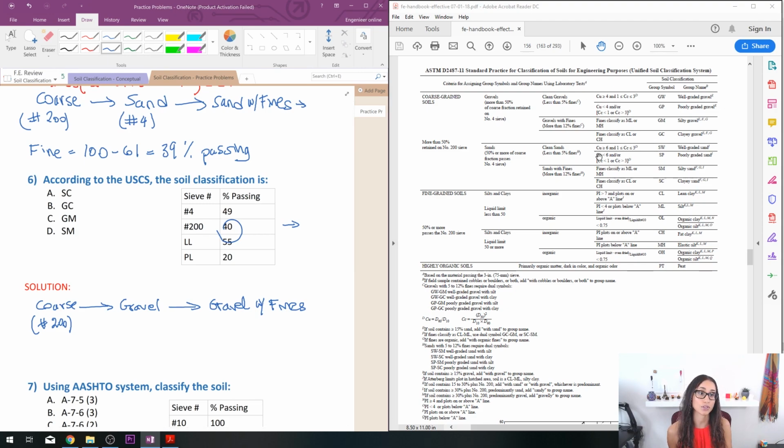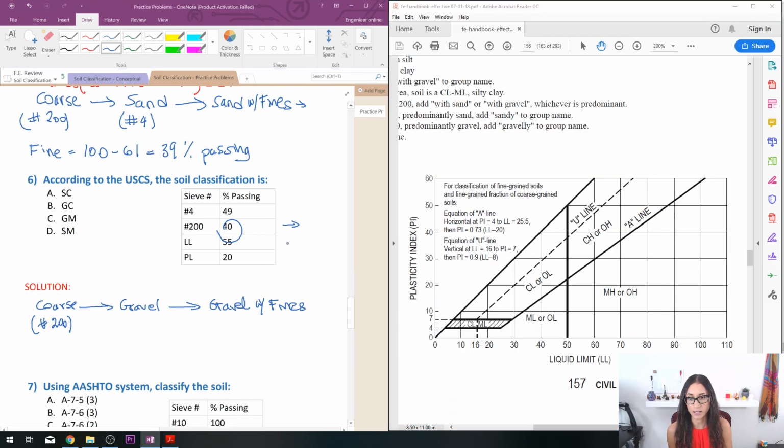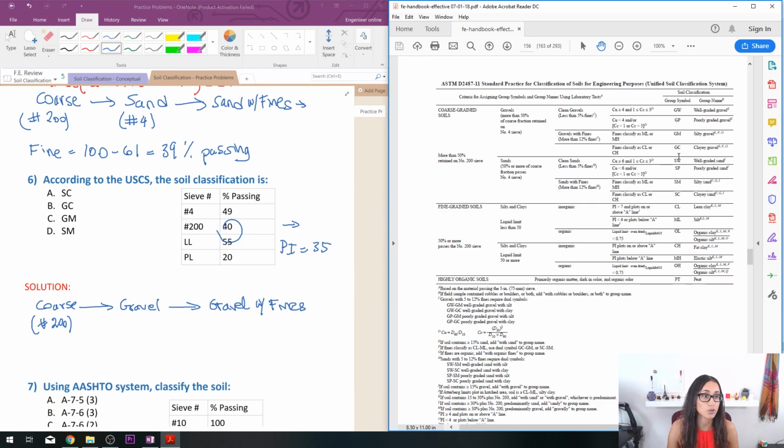Then the next thing we're going to look at is whether it is silty or clay. To determine that, we look at the table. First, calculate PI, which is 55 minus 20, which gives you 35. So I have a PI of 35, which is somewhere here. Then I have my liquid limit at 55, which is somewhere here. So it's above the A-line, so it's going to be clay. So we said clay, so it's going to be GC, which is B. So that's my answer. My answer is B.